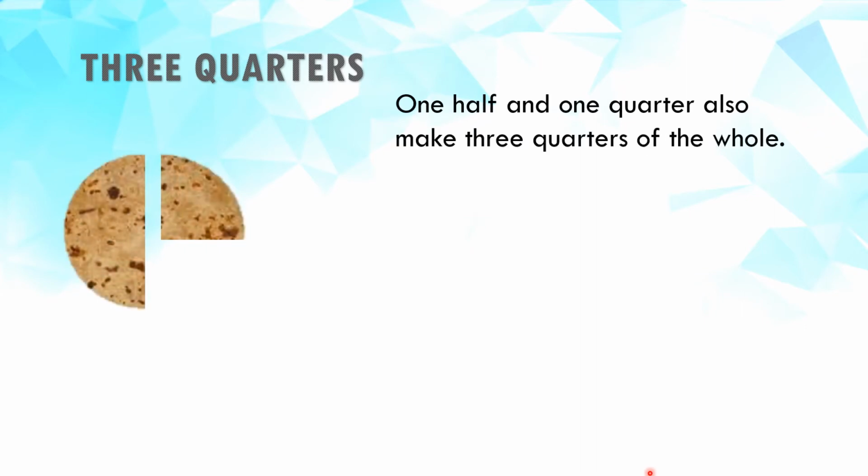3/4. 1/2 and 1/4 also make 3/4 of the whole. Students, here are half bhakri and quarter bhakri. So half, if we divide this half bhakri into two equal parts, we get 2 quarters. So 1, 2 and 3/4. So half plus quarter, we get 3/4.